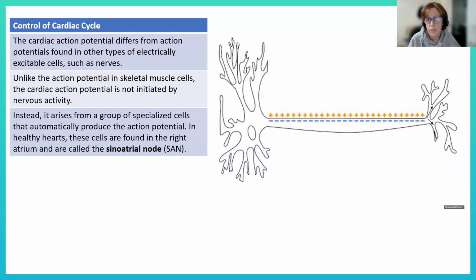You need to know where that is, where these cells are, and they're called the sinoatrial node, or the SA node.